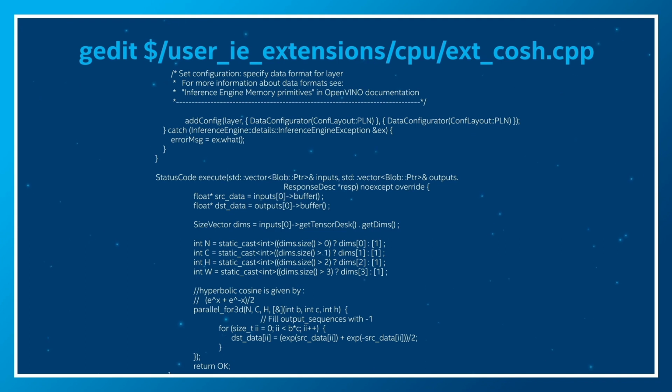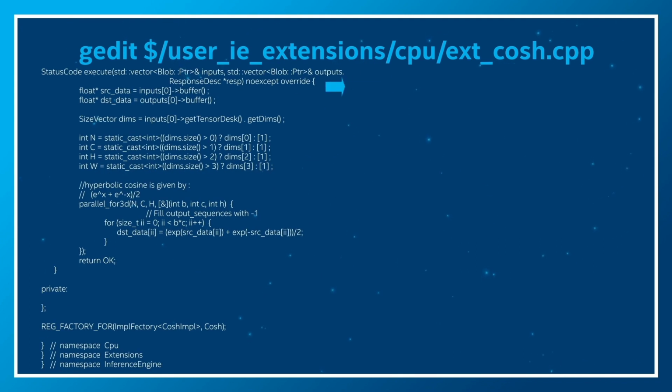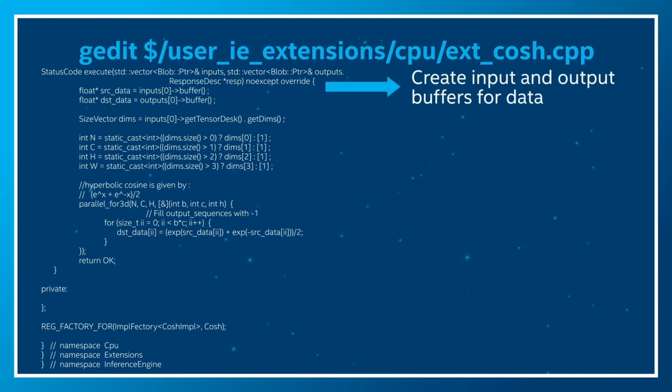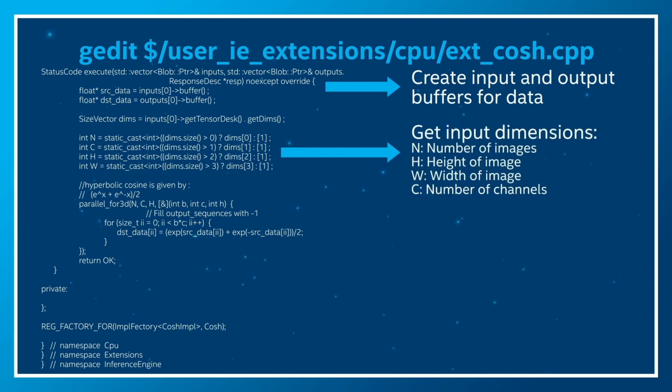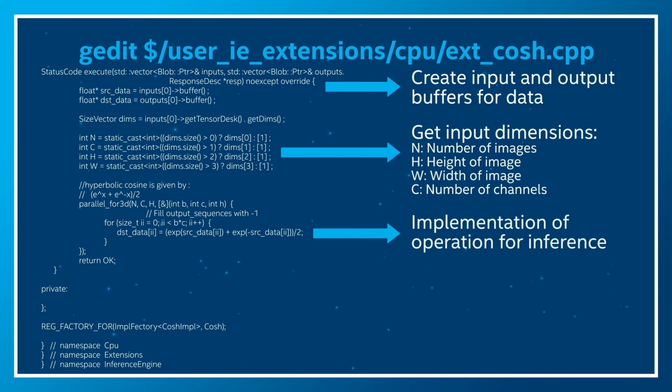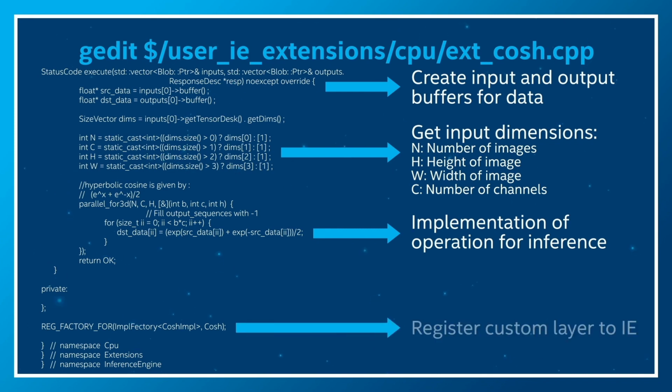Let's implement the hyperbolic cosine layer. First, create input and output data buffers. Then get input dimensions n, c, h, and w. Use the parallel_for function to implement the hyperbolic cosine function to enable parallel processing. At the end, using the reg factory for function, we register a new layer to the inference engine.